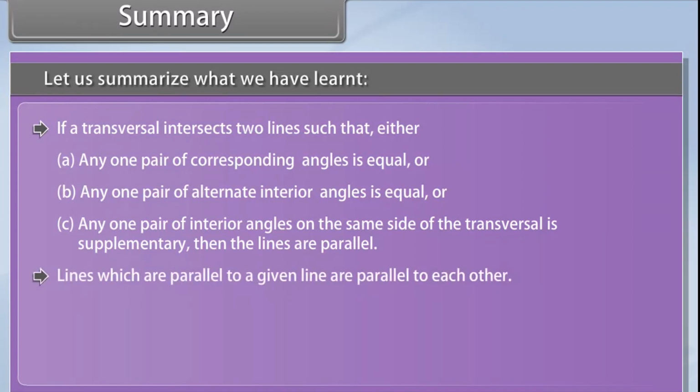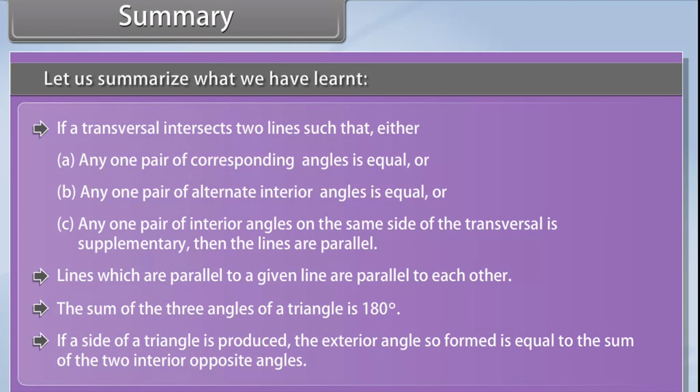Lines which are parallel to a given line are parallel to each other. The sum of the three angles of a triangle is 180 degree. If a side of a triangle is produced, the exterior angle so formed is equal to the sum of the two interior opposite angles.